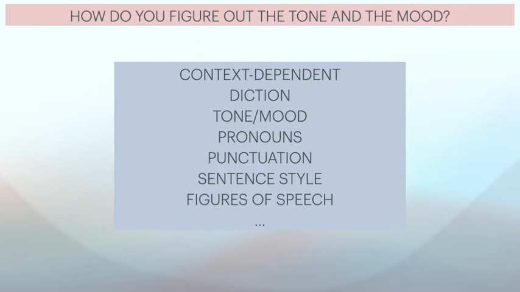The diction is the choice of words, because if you're going to use words with connotations of joy, then your tone is going to lean in that direction as well as your mood. If you're going to choose diction with connotations of despair or hopelessness, then your tone and your mood is going to lean in that direction.